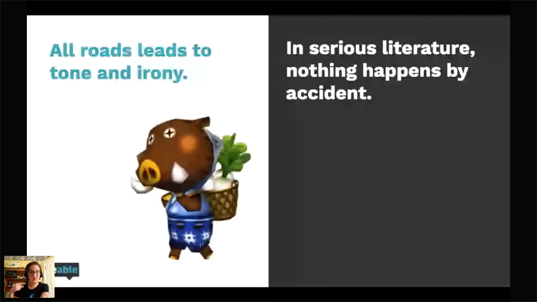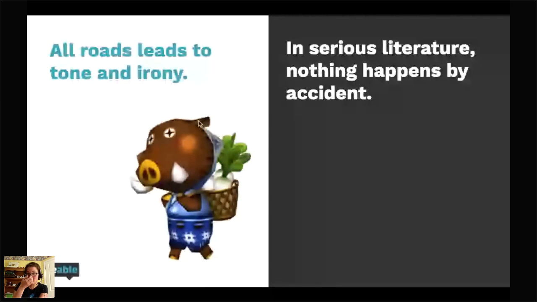So if you're always looking for irony, then you will find irony. And you will find tone is always a good thing to look for, because that, again, helps you find the meaning. And then finally, something to remember too is in serious literature, nothing happens by accident. The author didn't just put it there for fun. It's like making a painting. If you bothered to paint it or you bothered to write it, then it's there for a reason. That symbol is there whether you like it or not.